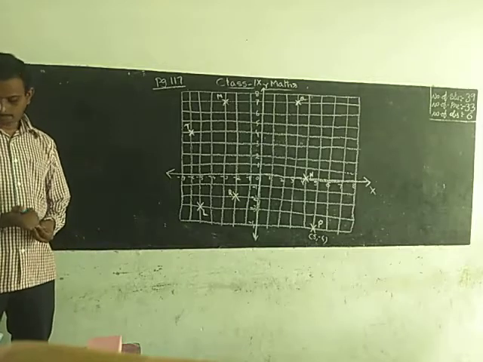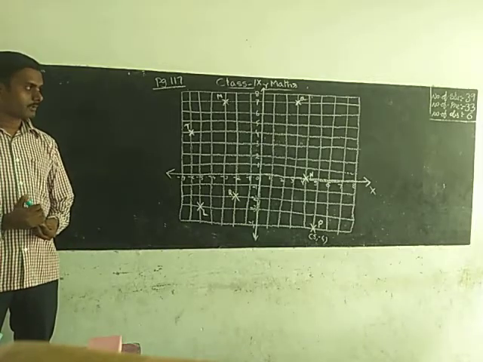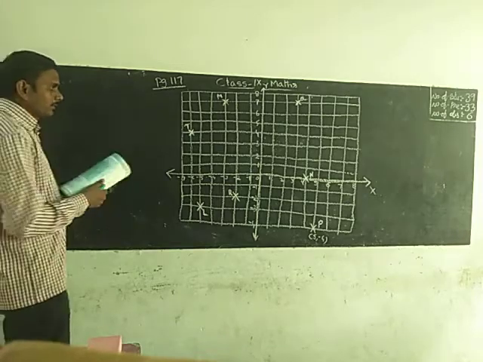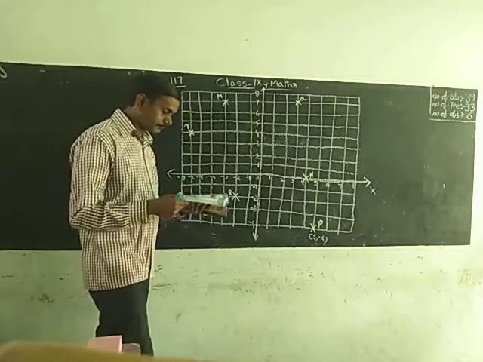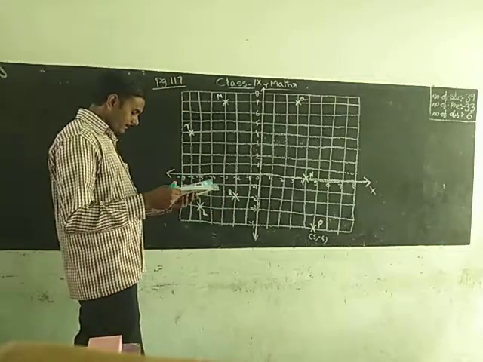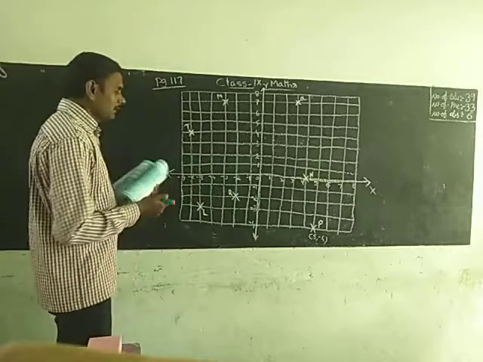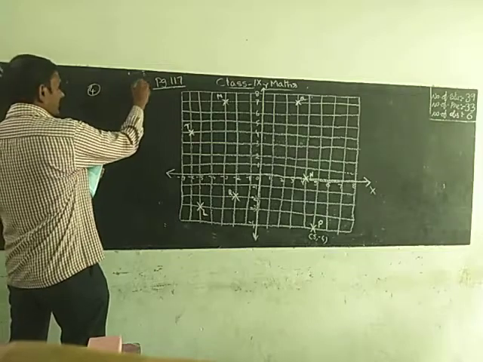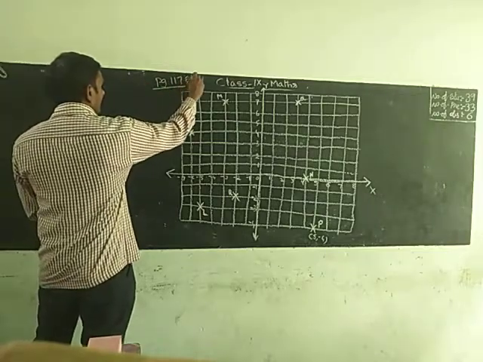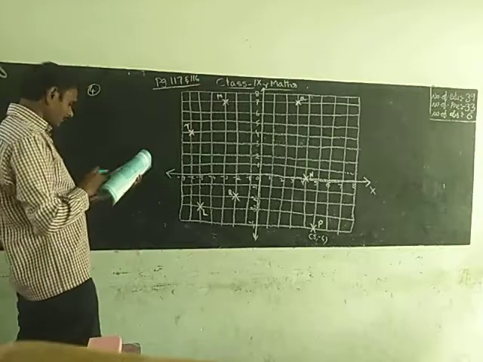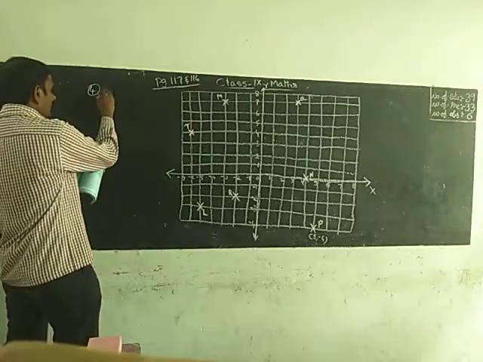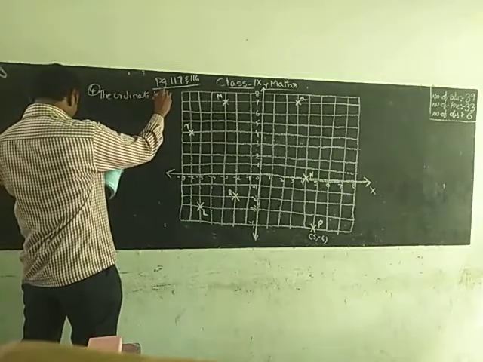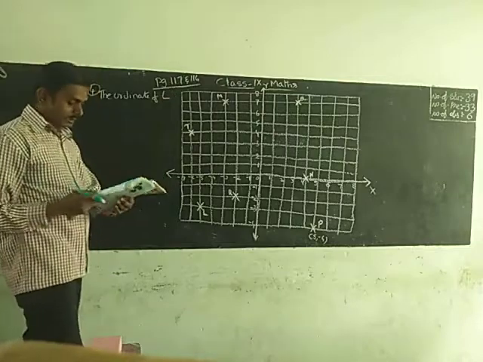Those 7 points we have to write down in order, and they have given questions. In the fourth question on page 116, some questions are given. The first question is: the ordinate of L.